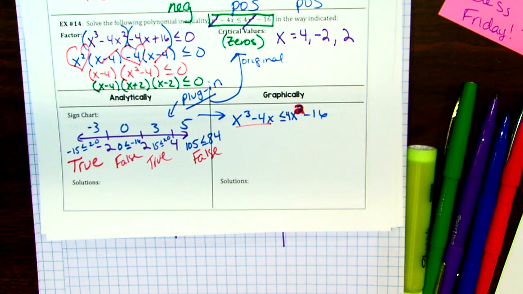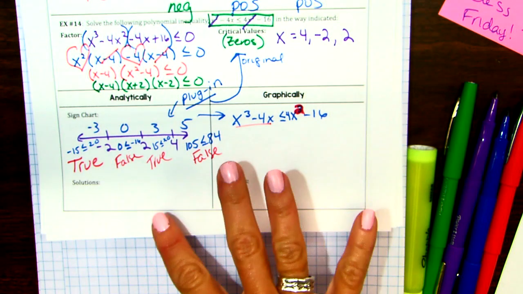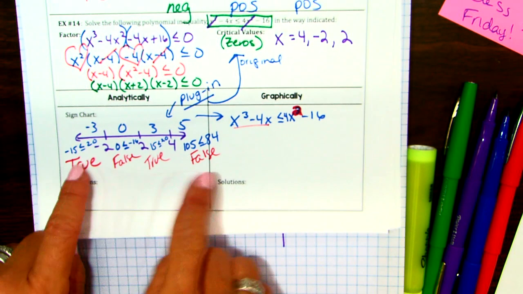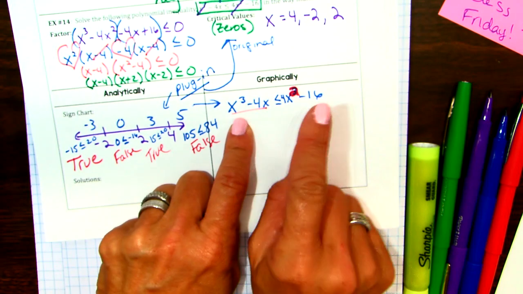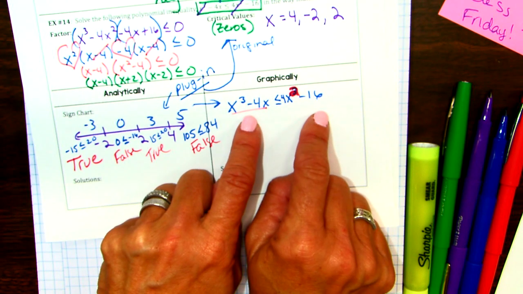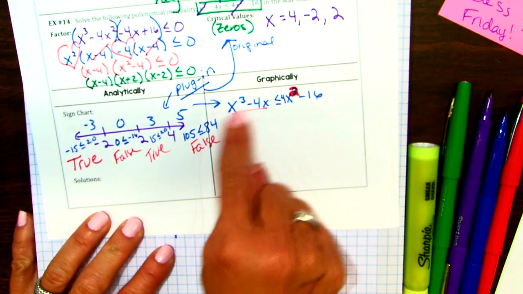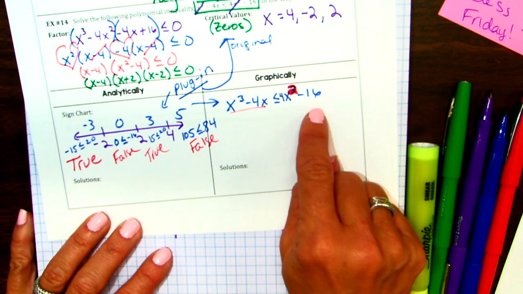So understand how we're going to answer this question. I just did my sign test and found what true and false mean. Where is this a true statement? Is the left side less than the right side? Wherever I said false is not my solution. I want all the places where this is true, where this is less than or equal to this side.